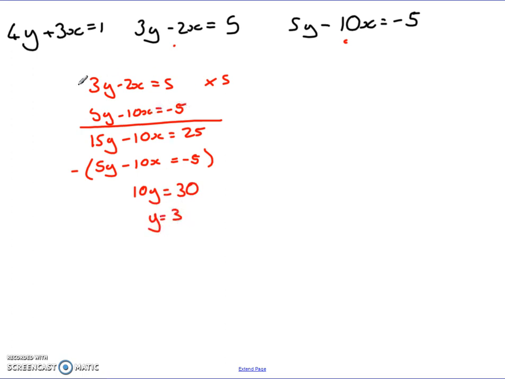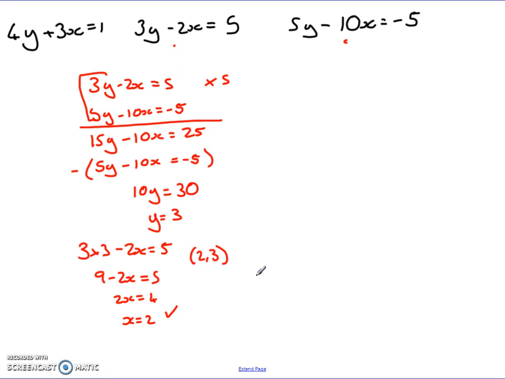Again, I could take it back and substitute it into any one of these two equations. Again, don't put it into the other equation we haven't used. We're proving, not assuming it's correct. Plug it into here to get what my x value is. I get 3 times 3, take away 2x is equal to 5. So 9 minus 2x is 5. 2x is equal to 4. X is equal to 2. 9 take away 4 is 5. Spot on. So I can then say my point of intersection for those two lines is 2, 3.